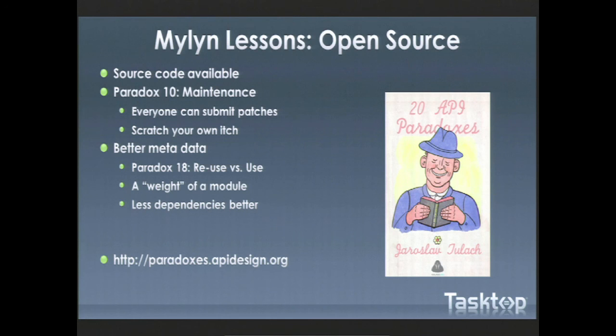I would also like to mention paradox 18, which says that there is a clash between reuse and use. If you want to reuse a certain API, then it's better to have it monolithic. If you want to reuse it in a different environment, then more modularity, more granularity is better. So sometimes we would like all the Mylyn bundles to have fewer dependencies on other bundles, because then it would be easier to reuse them in NetBeans.